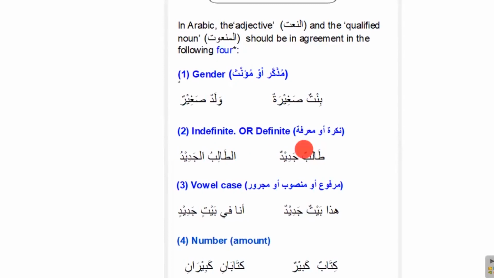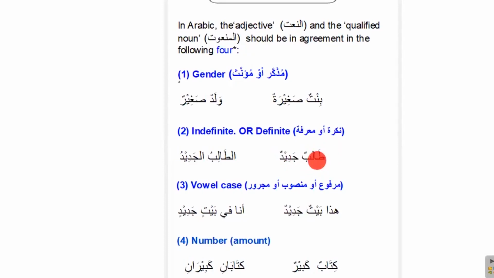An indefinite noun, as you can see here, must be qualified by an indefinite adjective. And a definite noun, alif walam, must be qualified by a definite adjective. I hope that is clear. So here you can say talibun al-jadidu. Because the noun you are talking about is not having alif walam, this one too shouldn't have alif walam.